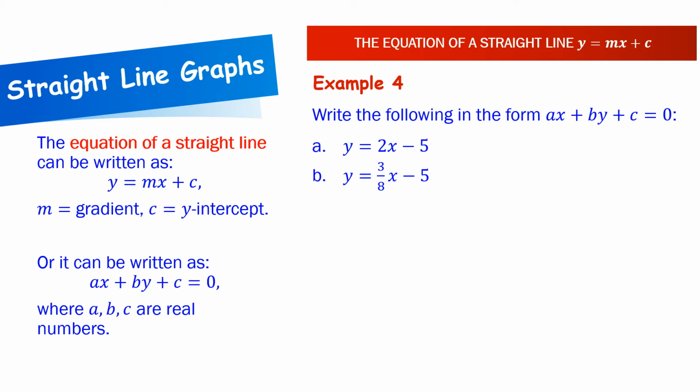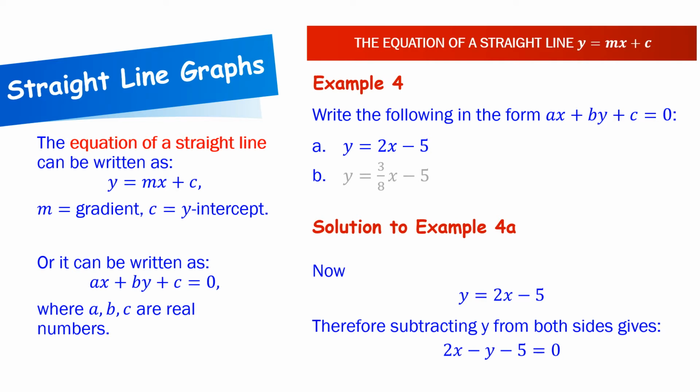Let's have a look at another example in which we rearrange equations into the form ax plus by plus c equals 0. We will proceed to solve example 4a. Now y equals 2x minus 5. Therefore, subtracting y from both sides gives us the equation in the form ax plus by plus c equals 0, where a equals 2, b equals -1, and c equals -5.